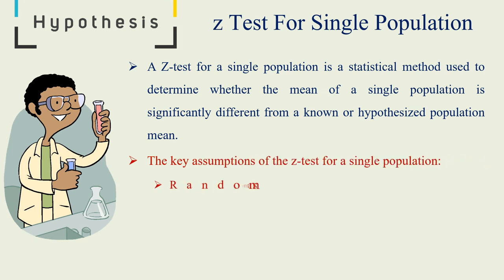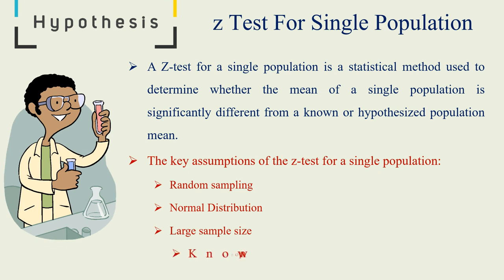First, random sampling. The sample data should be collected through a random sampling method to ensure that it is representative of the population. Second, normal distribution. The sampling distribution of the sample mean should be approximately normally distributed. Third, large sample size. The sample size should be sufficiently large, typically n greater than or equal to 30.